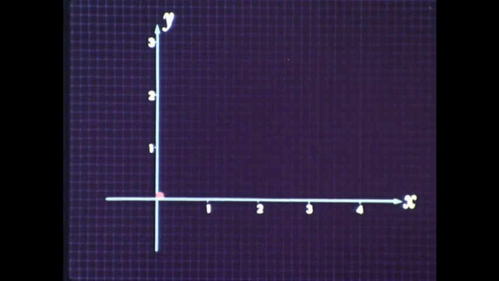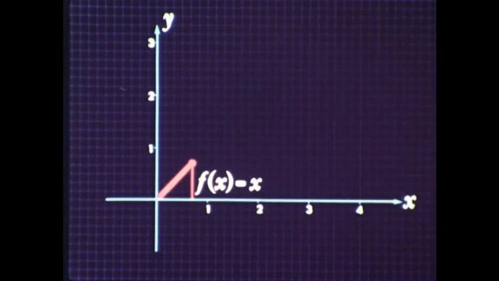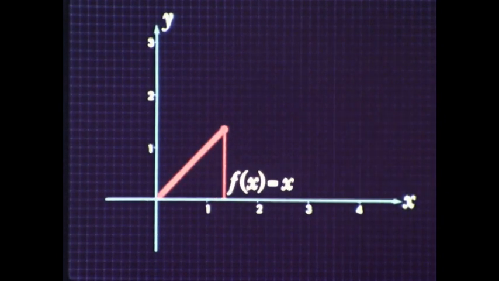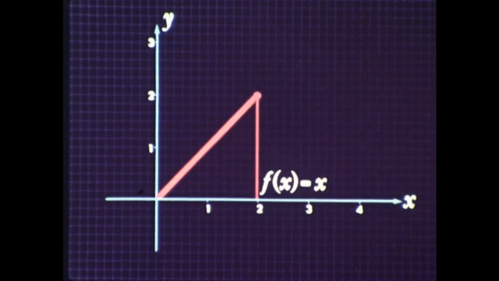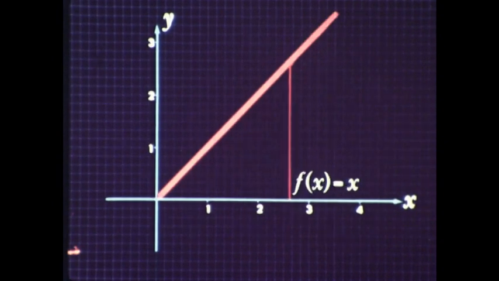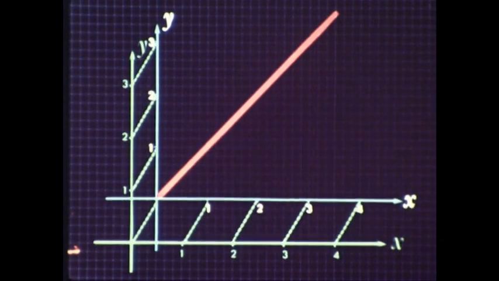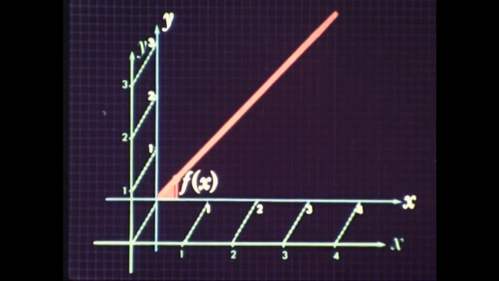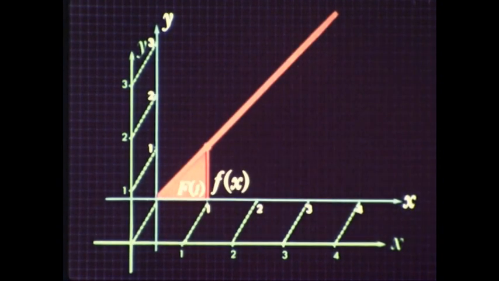Let us try another case. This time we take f of x equal to x. As before, we will generate the graph of f again and keep track on the other axes of the accumulating area cap F of x, which we shall plot at intervals of 1 unit. This area is always a right triangle. When x equals 1, its base is 1, so cap F of 1 is 1/2.